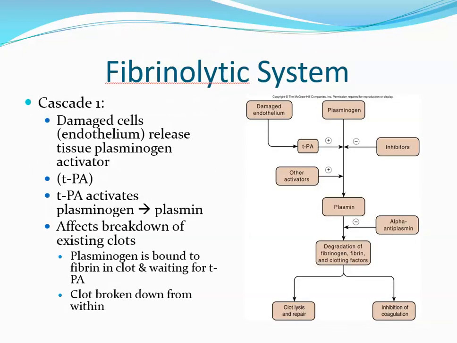The fibrinolytic system. So there are 2 cascades. The first cascade involves the damaged endothelium. Again, when the endothelium is damaged, it results in the release of a material called tissue plasminogen activator, also known as TPA. TPA being the clot buster. TPA activates plasminogen, converting it into plasmin. TPA will affect the breakdown of existing clots. Plasminogen is actually bound to fibrin within the clot, and essentially it's built into the clot, just waiting for TPA. So this allows for the clot to be broken down from within.